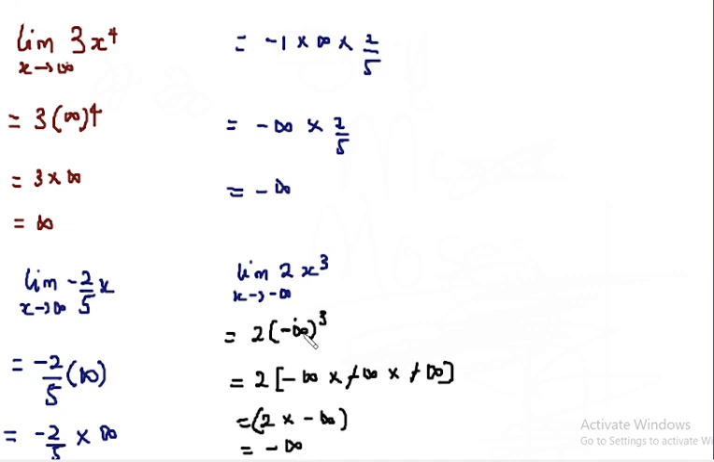To help you in future steps where you have negative infinity to a power: if you have an odd power, your negative infinity stays the same, like we had here. If you have an even power, like negative infinity squared, it will be equal to positive infinity. But if you have an odd power, like 3, or 5, or 7, the answer will still be negative infinity. So let's move to more complex examples.